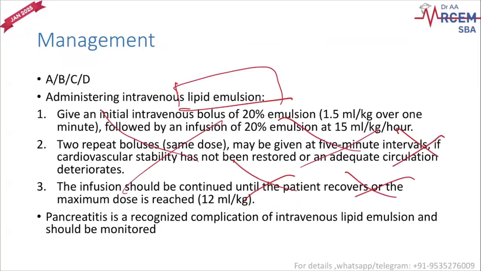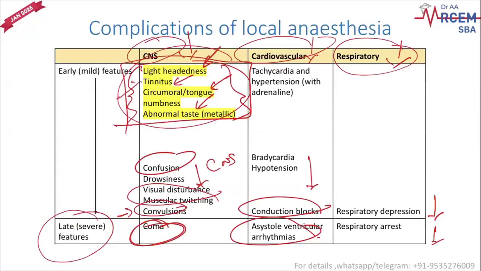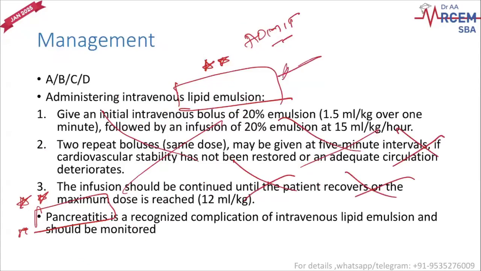Whenever you use this antidote, we always admit the patient. Why do we admit the patient? Because it is notorious to cause pancreatitis. Previously tested again in the exam. So for the antidote of local anesthetic toxicity, for example, the patient develops tinnitus, then immediately you give a lipid emulsion and you admit the patient, because over the days, the patient might develop pancreatitis. So they need to closely observe for signs and symptoms of pancreatitis.